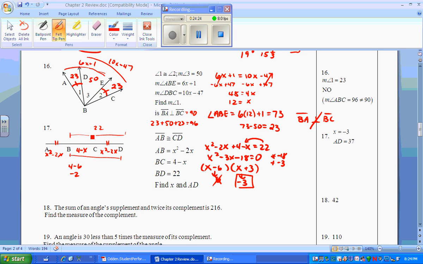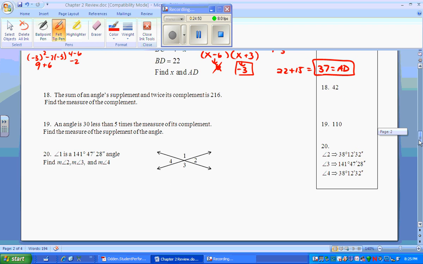AD, you want the whole thing. Well, you know this is 22, so plug in negative 3 here and say negative 3 squared minus 2 times negative 3. Well, that's 9, and that's a positive 6, so this is 15. And 22 plus 15 equals 37, which is AD.